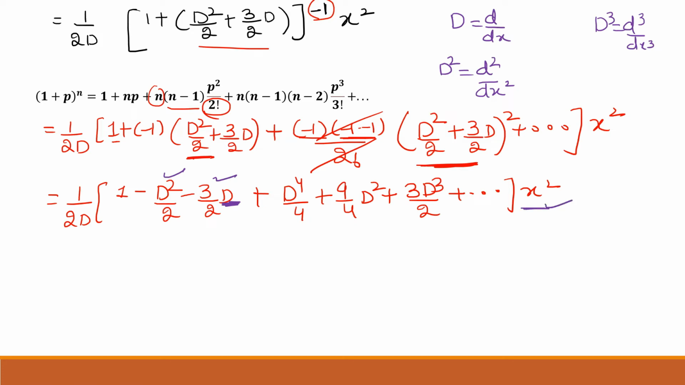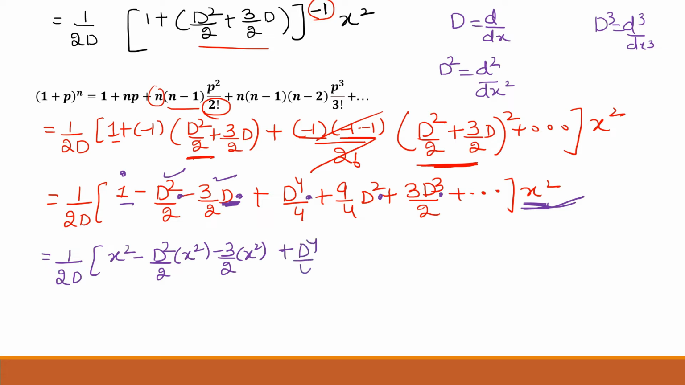Now what we will do, we'll take this x square inside, okay? So this x square will be here, here, here. So all these operators will be operating over x square, okay? So 1 by 2d, all this operator, like here we are having x square into 1. So here you will have x square minus d square by 2 x square minus 3 by 2 x square plus d power 4 by 4 x square plus 9 by 4 d square x square plus 3 by 2 d cube x square, okay, and so on.